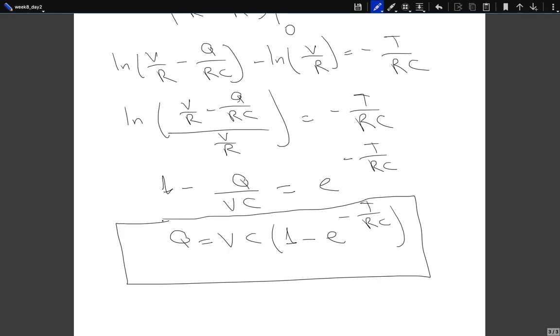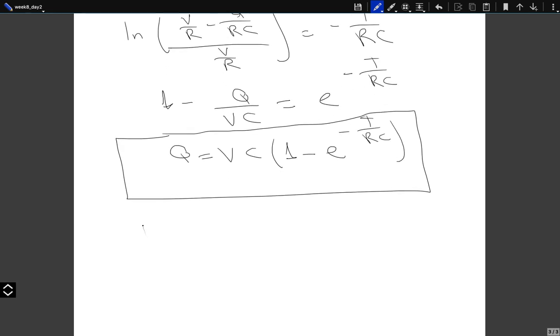Now let's see how that changes with time. When t is equal to 0, this is just 1. 1 minus 1 is 0. Well, that was our initial condition anyway. So as a function of time, this is, let me use the small t now. We start from 0. As time increases, this becomes smaller and smaller. So this difference becomes larger and larger. So the Q increases with time.